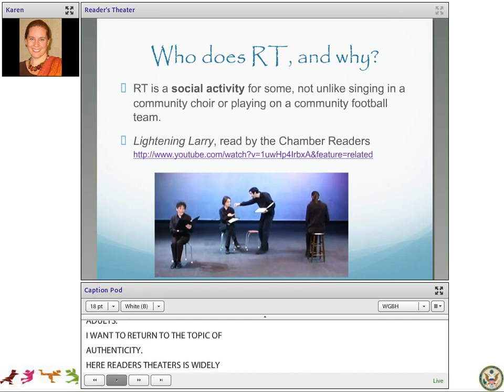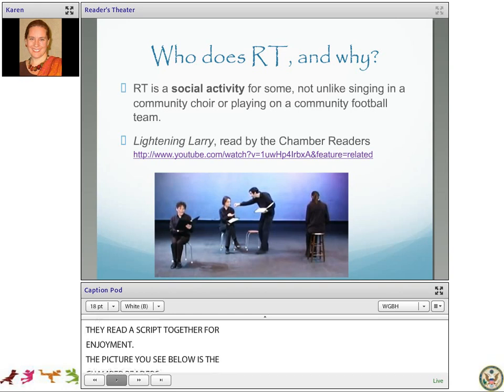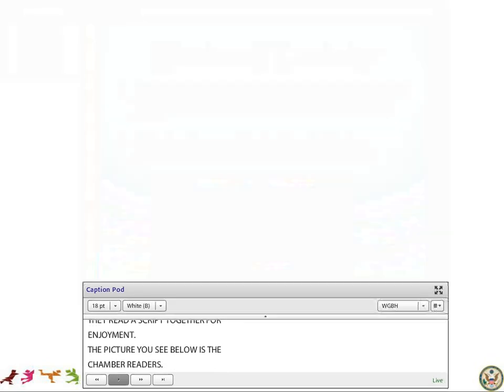Meaning people get together and instead of playing soccer or, say, playing instruments together, they read a script together for enjoyment. The picture you see below is a team of Reader's Theater actors called the Chamber Readers, and they're widely known, at least around here, for their readings. And I'm going to have Jennifer share Lightning Larry. This is a video clip.